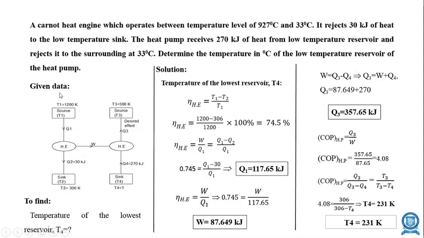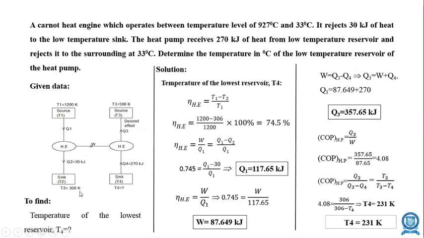The temperature levels are 927 degrees centigrade, which we have to convert into Kelvin as 1200 Kelvin. The temperature limits of the heat engine are 927 degrees and 33 degrees centigrade. Converting them into Kelvin and placing here, T1 is equal to 1200 Kelvin and T2 is equal to 306 Kelvin.